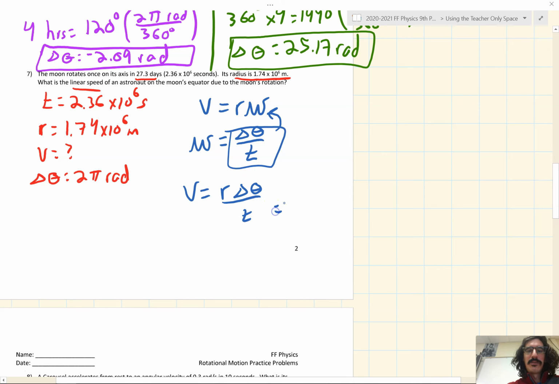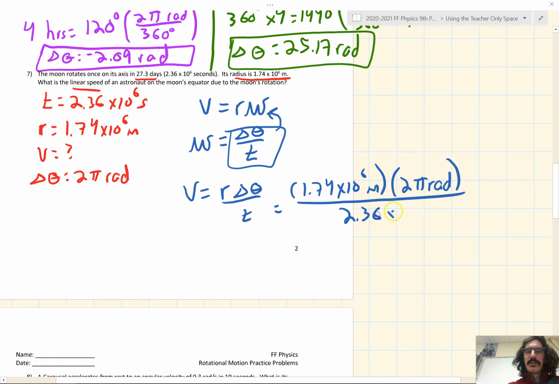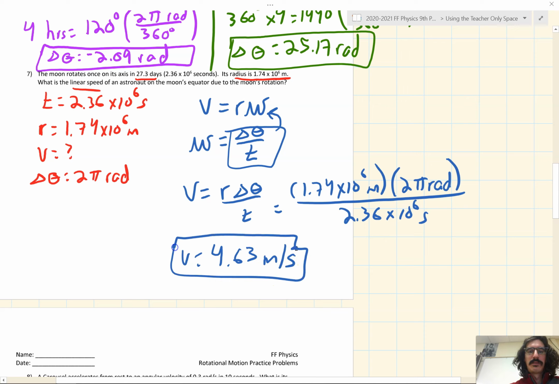That gives us v equals 1.74 times 10 to the 6 meters times 2 pi radians all over the time, 2.36 times 10 to the 6th seconds. Plug and chug and we get a linear velocity of 4.63 meters per second.